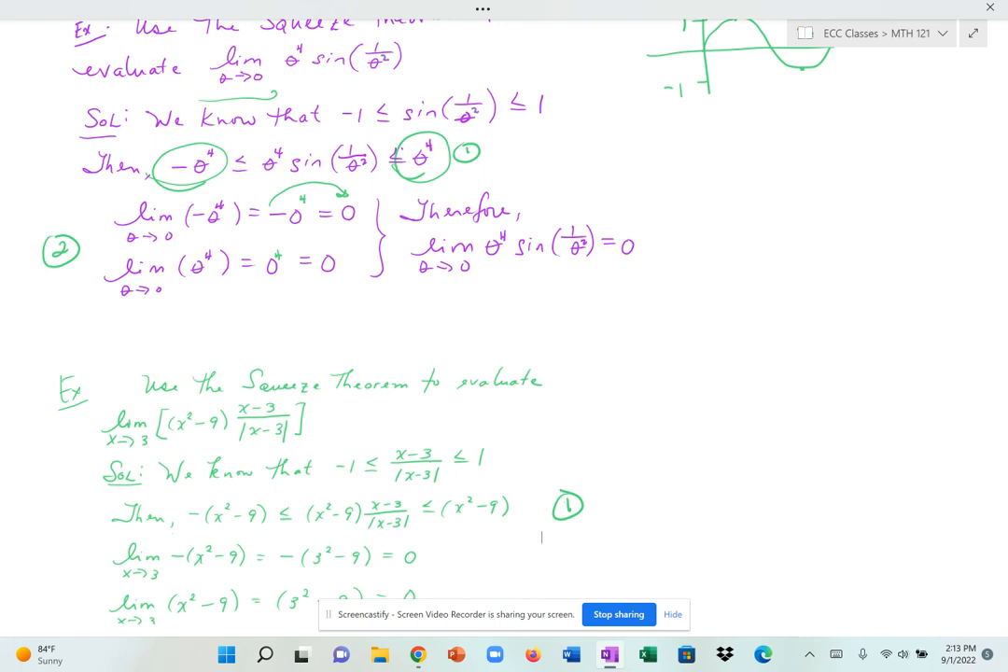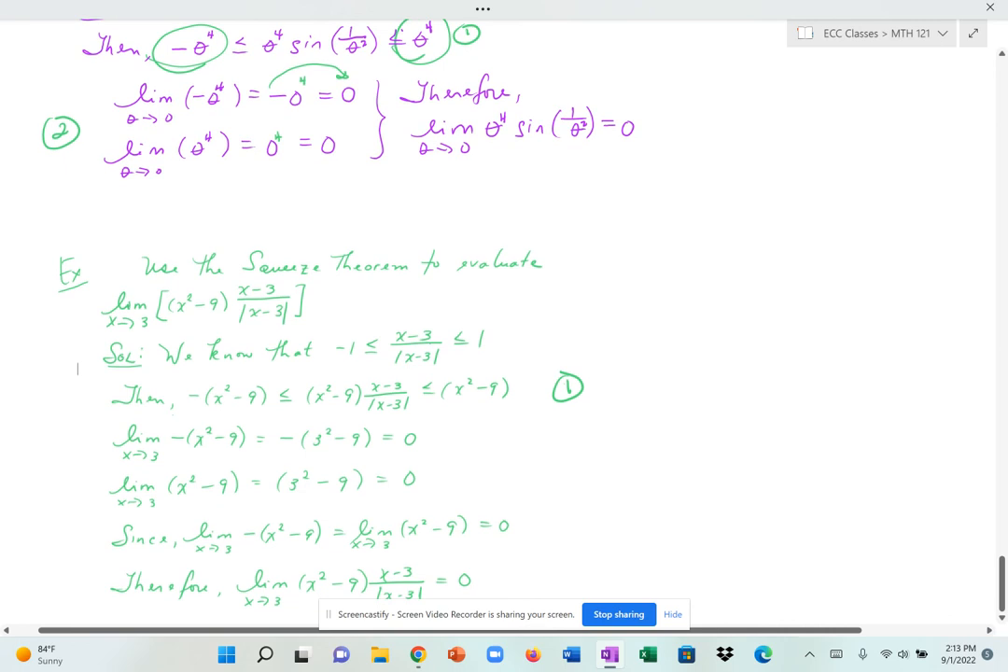So I have negative parentheses x squared minus 9 is less than or equal to x squared minus 9 times x minus 3 over the absolute value of x minus 3, which is less than or equal to x squared minus 9. So now I have to work on this and evaluate the limit as x approaches 3 and see if those values are the same. If they are the same, then I can evaluate the limit in the middle.